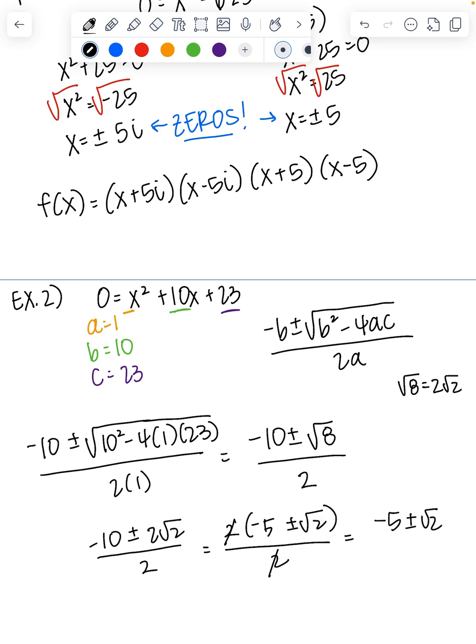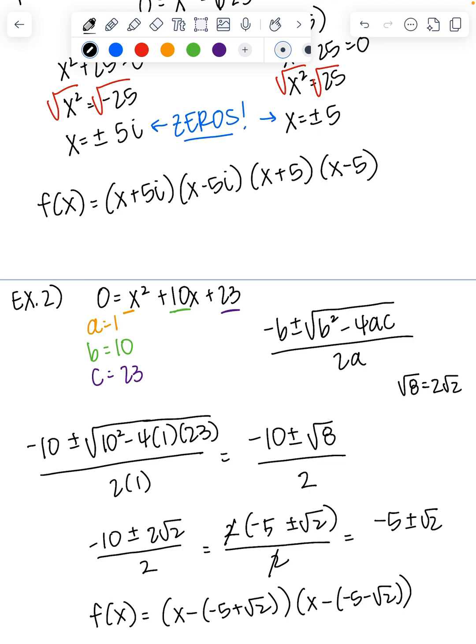Here's where that factor starts to come into play. So when I write it out as its factors, I have x minus, my first one is going to be a negative 5 plus rad 2. And my second one will be x minus, and this time I'm going to use the negative rad 2. So negative 5 minus rad 2. This is what I went over on the board.